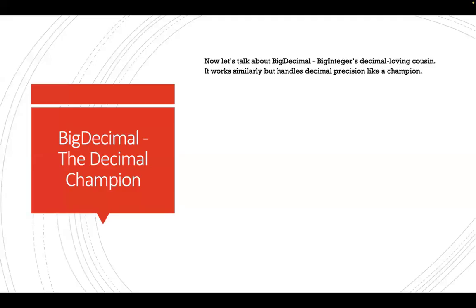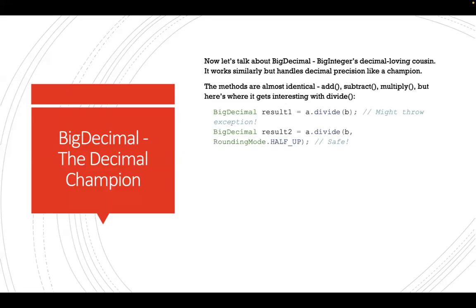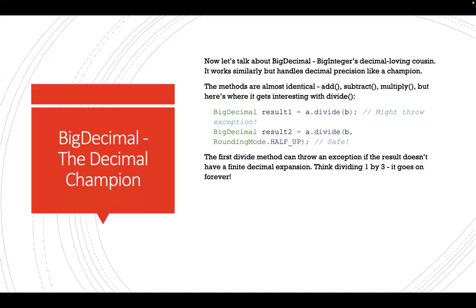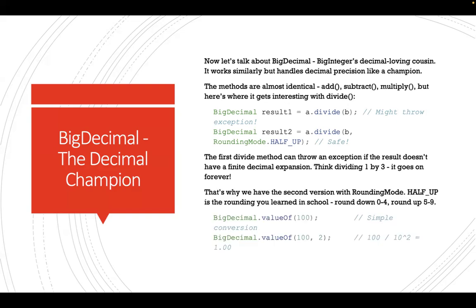Now let's talk about BigDecimal, BigInteger's decimal-loving cousin. It works similarly, but handles decimal precision like a champion. The methods are almost identical: add, subtract, multiply, but here is where it gets interesting with divide. The first divide method can throw an exception if the result doesn't have a finite decimal expansion. Think dividing 1 by 3, it goes on forever. That's why we have the second version with rounding mode. HALF_UP is the rounding you learned in school: round down 0.4, round up 0.5.